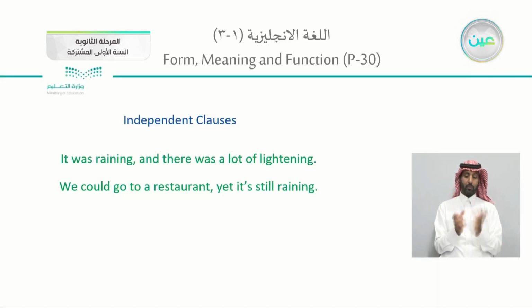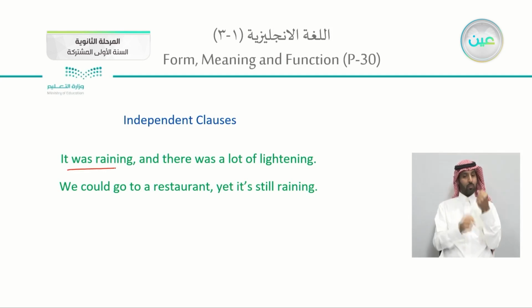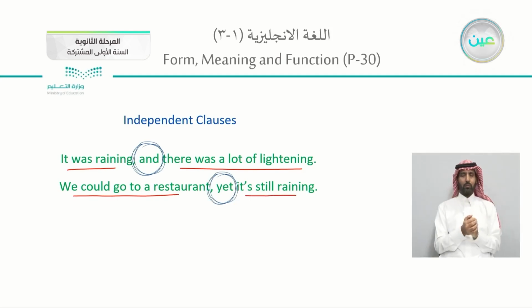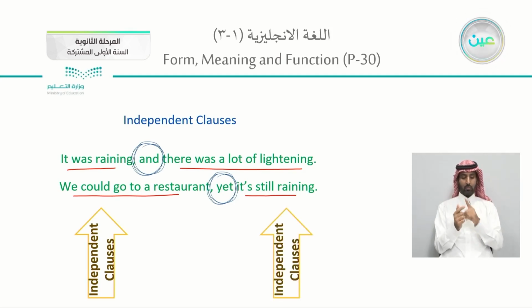Okay, independent clauses, the ones that can stand alone. It was raining and there was a lot of lightning. We could go to a restaurant, yet it's still raining. Let's check in here. This is the first independent clause, and this is the second independent clause. How did we join these two together? We connect them together. We can use and, and in the second sentence we can use yet. We could go to a restaurant. This is the first thought, and it's still raining. This is the second independent clause.